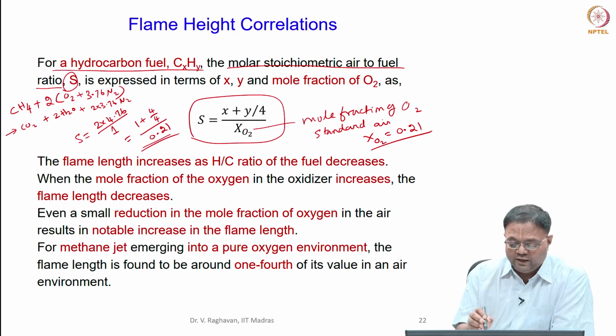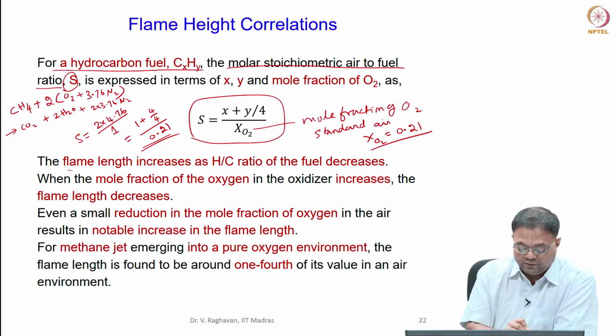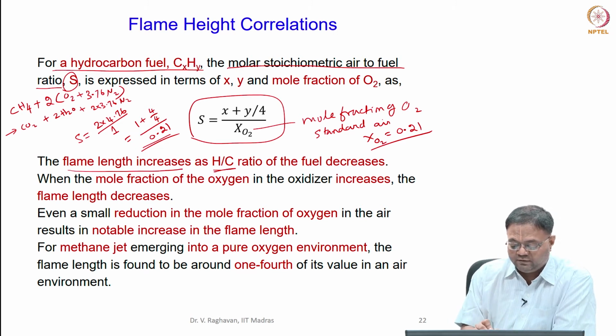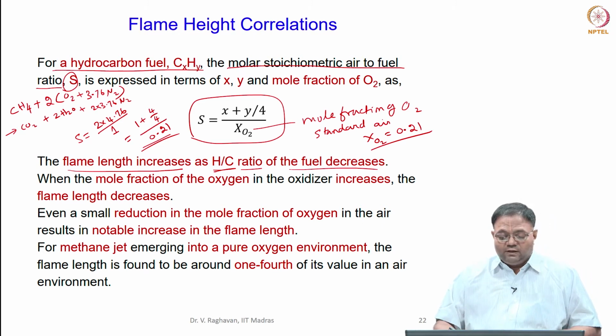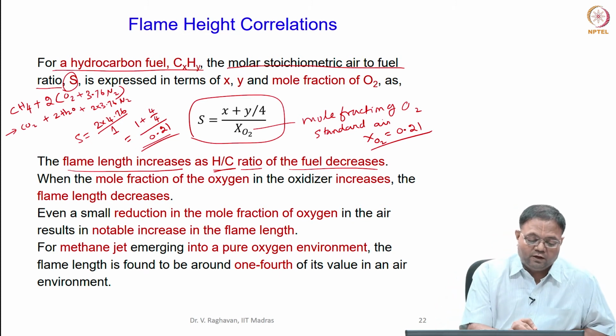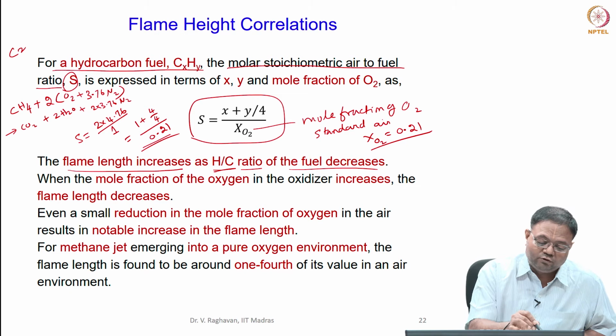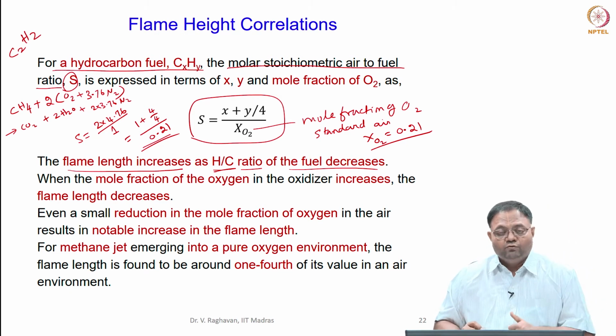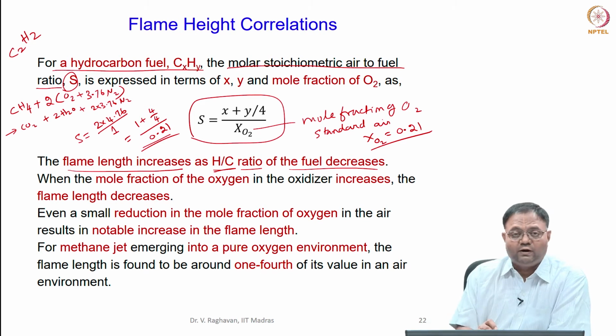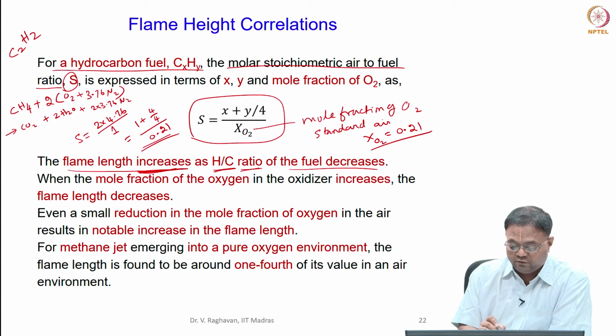Now, seeing this scenario, x plus y by 4 and this, you can see that the flame length increases as the H/C ratio of the fuel decreases. So, if H/C decreases, for example, this is the case for CH4. Let us say C2H2, okay, then you can calculate the H/C. Basically, physically what we should understand here is, if the H/C ratio of the fuel decreases, then the flame length increases.